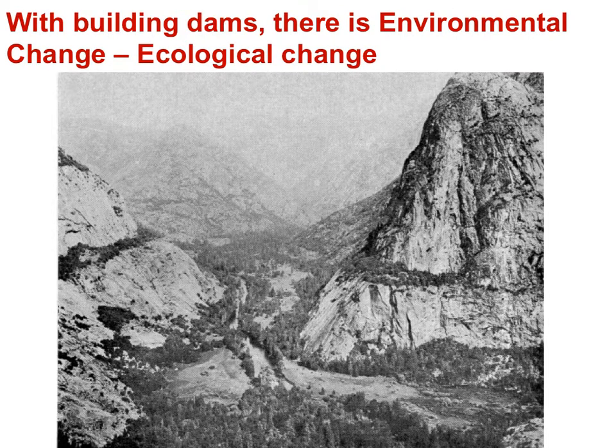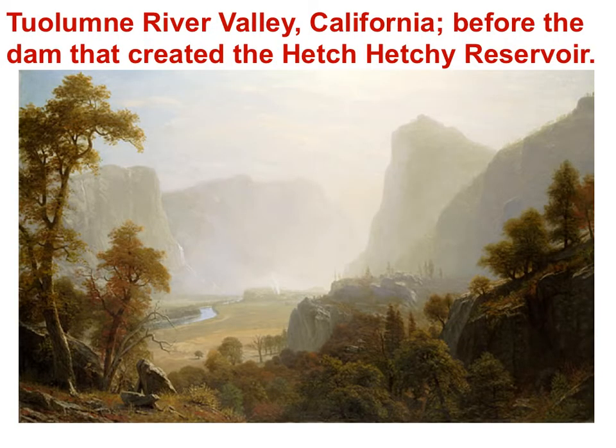This early photograph of the Tuolumne River Valley in California was taken before a dam was built. The dam was built and it flooded the valley under a reservoir of water. Consider the ecological change. It's dramatic. Here is a painting of the same valley, the Tuolumne River Valley. Think about what was lost when people built a dam for hydropower.